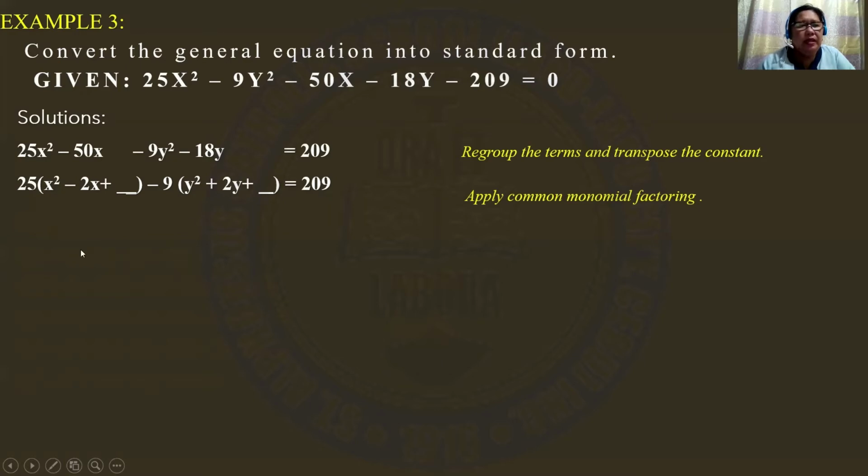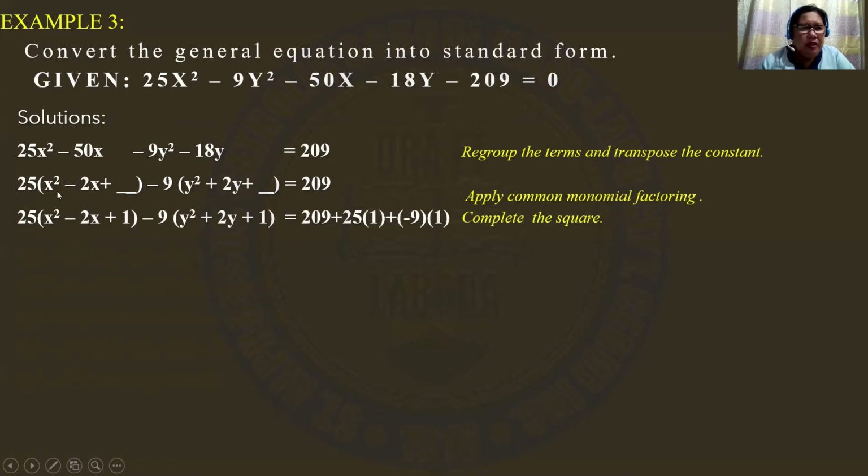Is equal to 209. And then by this time, you have to complete the square. Supply the third term. So the third term of this is 1. That is 2 divided by 2 is 1. Square 1 is 1. Next here, 2 divided by 2 is 1. Square 1, so it's 1. And you add also on the other side 1 with a multiplier of 25 here plus negative 9 as the multiplier of this trinomial times 1.